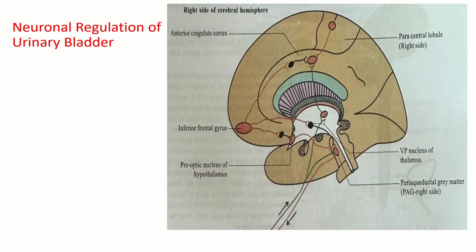there are so many things like periaqueductal gray matter, then ventral posterior nucleus of thalamus, the preoptic nucleus of hypothalamus, the inferior frontal gyrus, and anterior cingulate cortex connected to the paracentral lobule on the right side. So all these are playing the role of higher control in controlling the act of micturition.